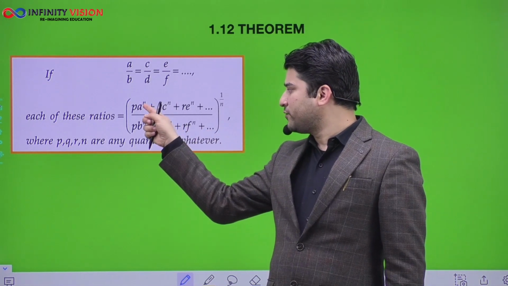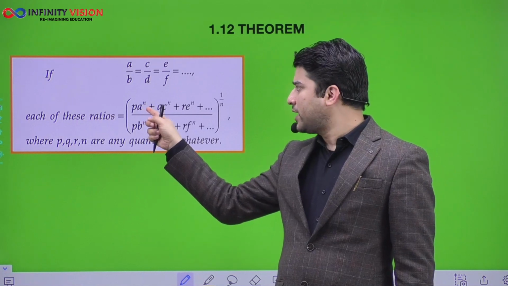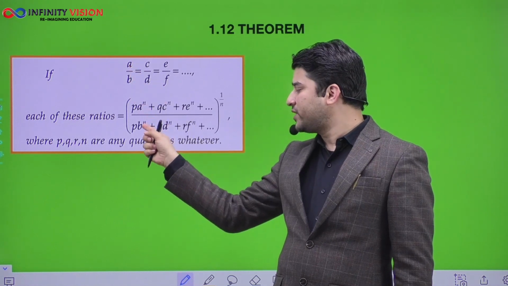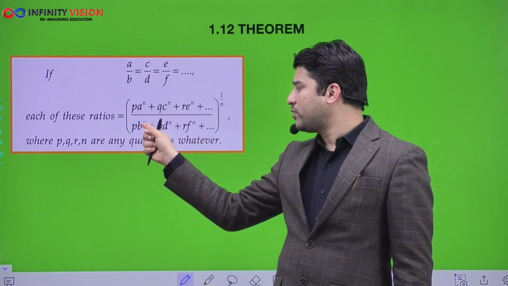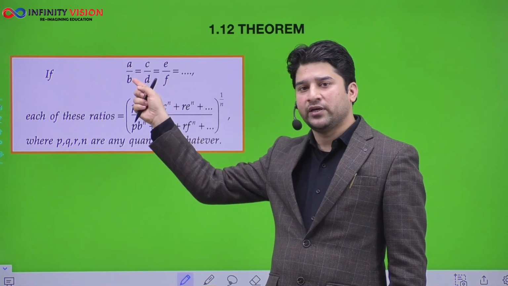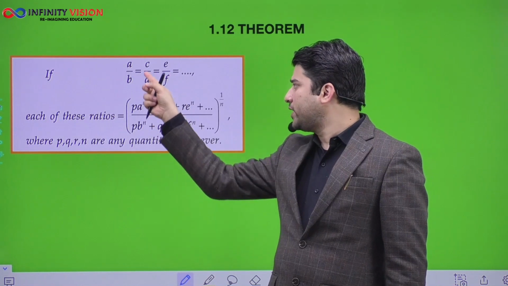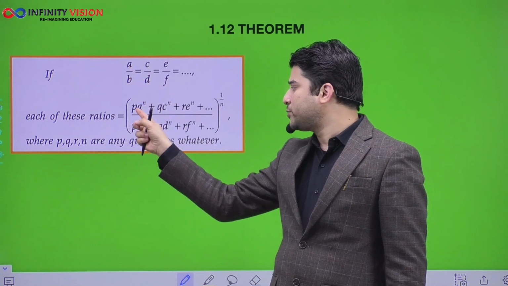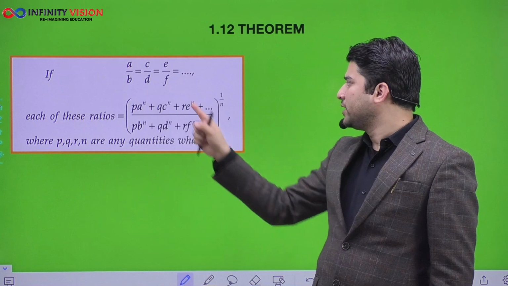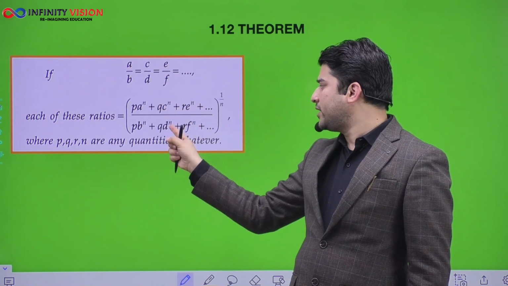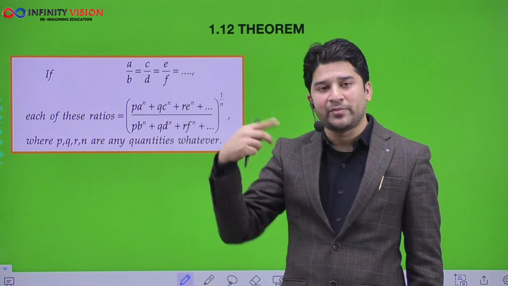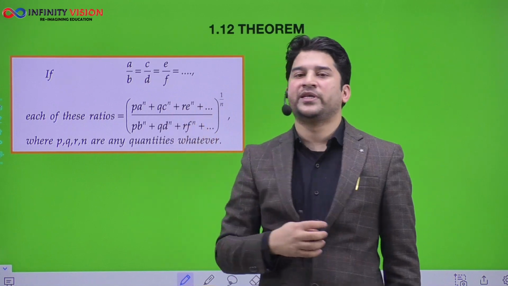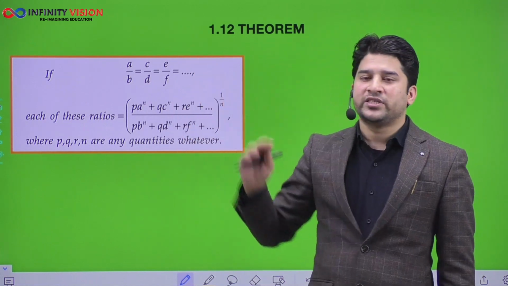Now, if you see, the first term of the numerator has been inspired from the antecedent of the first ratio, and the first term of the denominator has been inspired by the consequent of the first ratio. So if you notice, a has been raised to the power n and b also has been raised to the power n, and a has been multiplied with P and b is also multiplied with the same quantity. Same for c, you see, c has been raised to the power n and d has been raised to the power n, but it has been multiplied by some other quantity Q, and same with e and f. And we have to prove that this complex looking thing is also equivalent to these simple ratios.